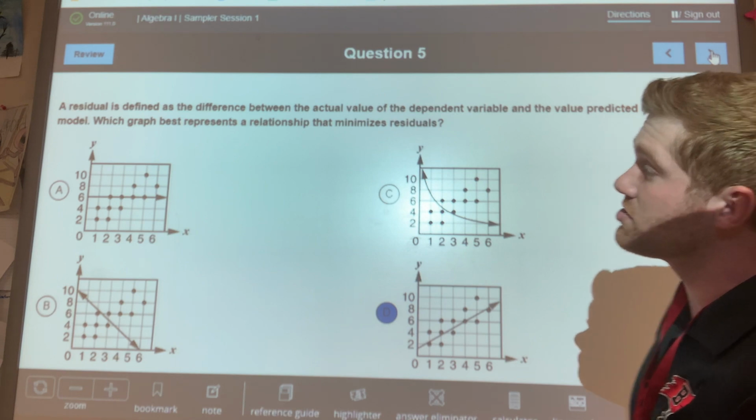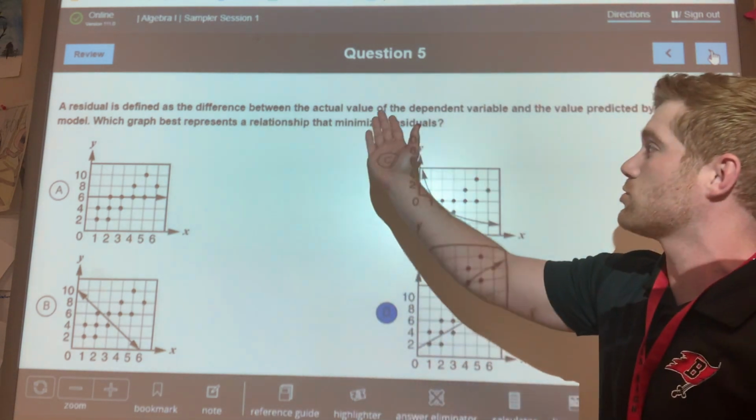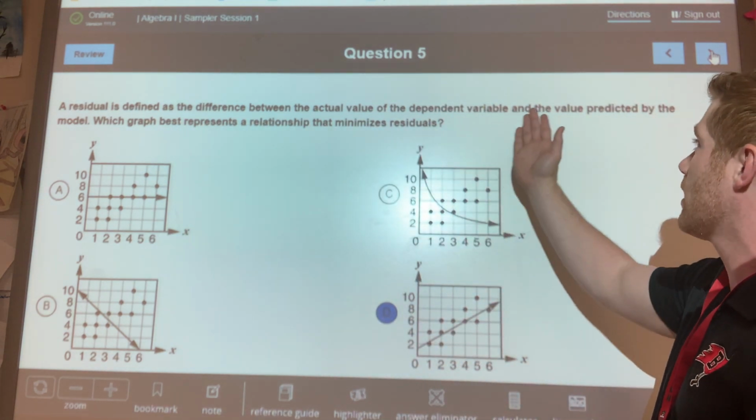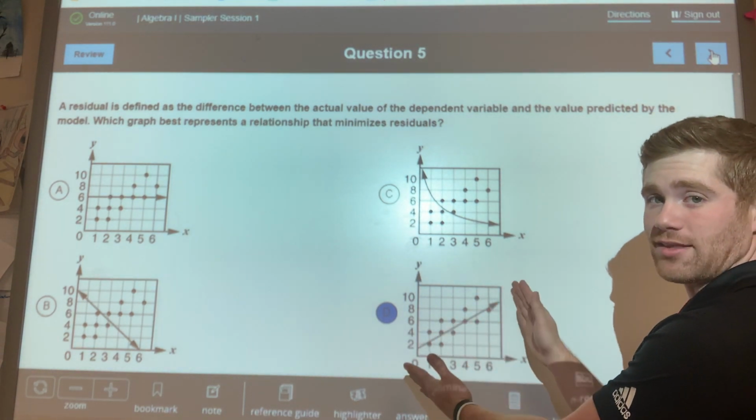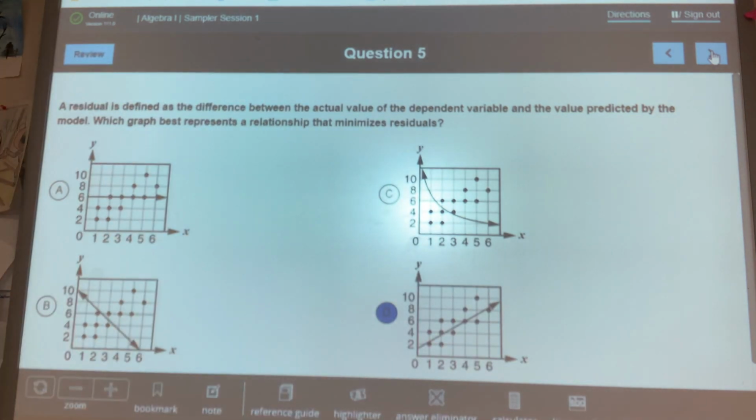And what are residuals? A residual is defined as the difference between the actual value of the dependent variable and the value predicted. So the values that we got are what was predicted. So it has to be D. Okay, on to the next one.